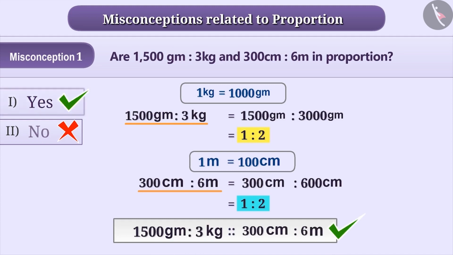Whenever you want to find out whether two ratios are in proportion or not, then it is necessary to make their units equal.